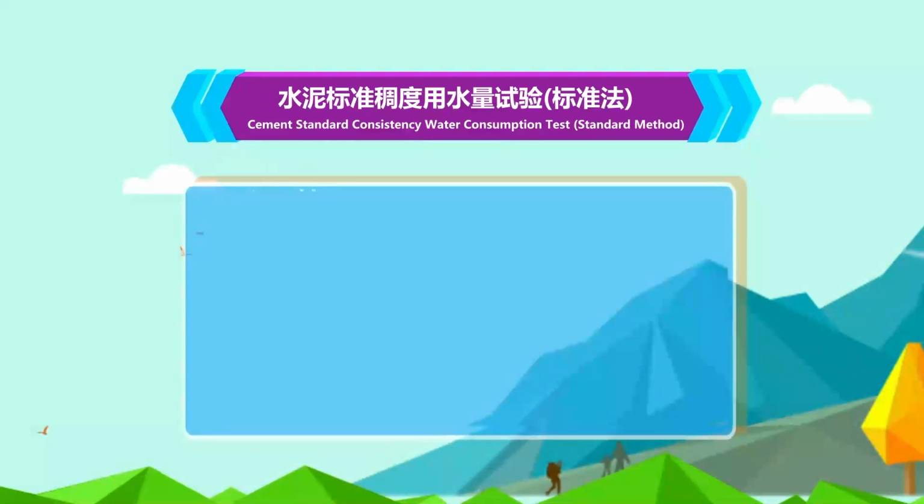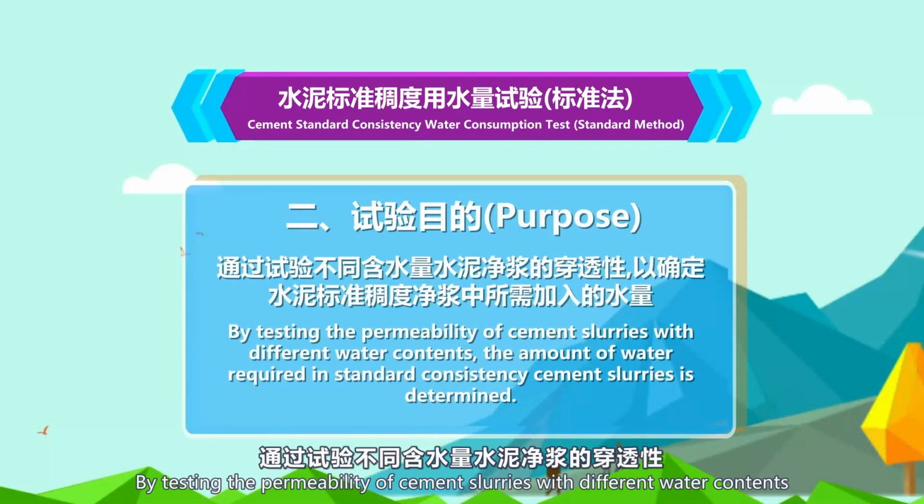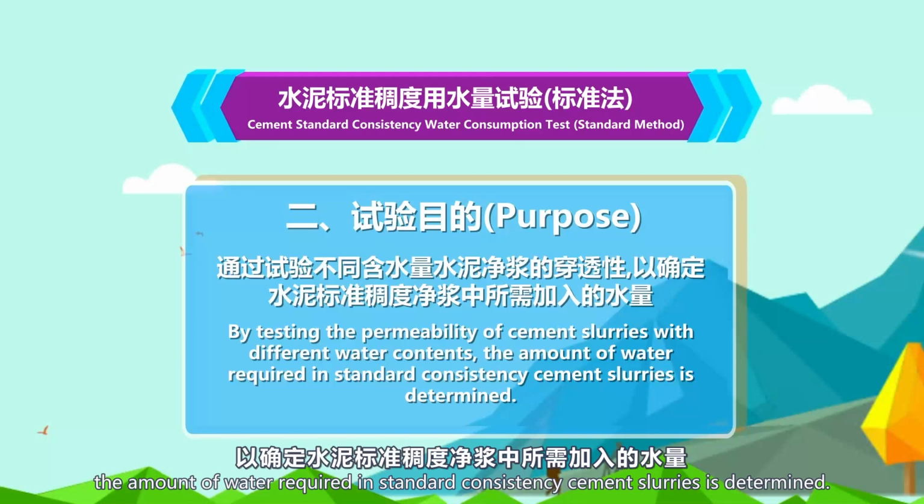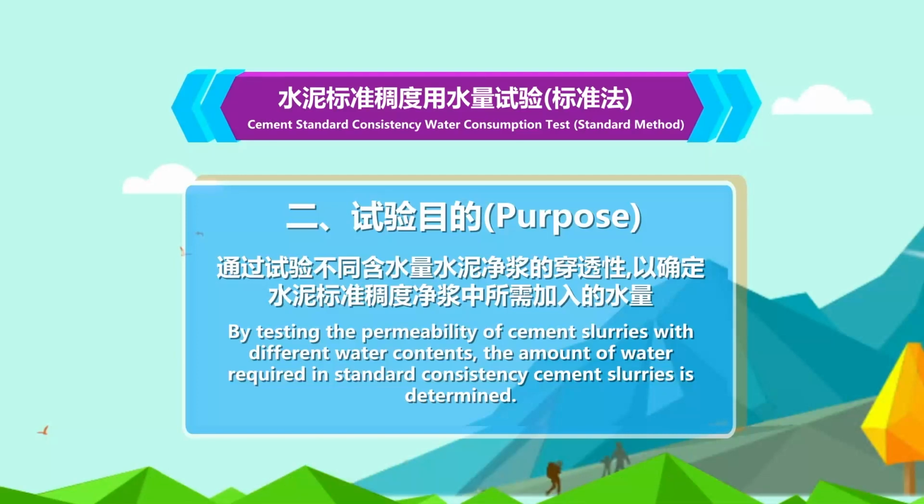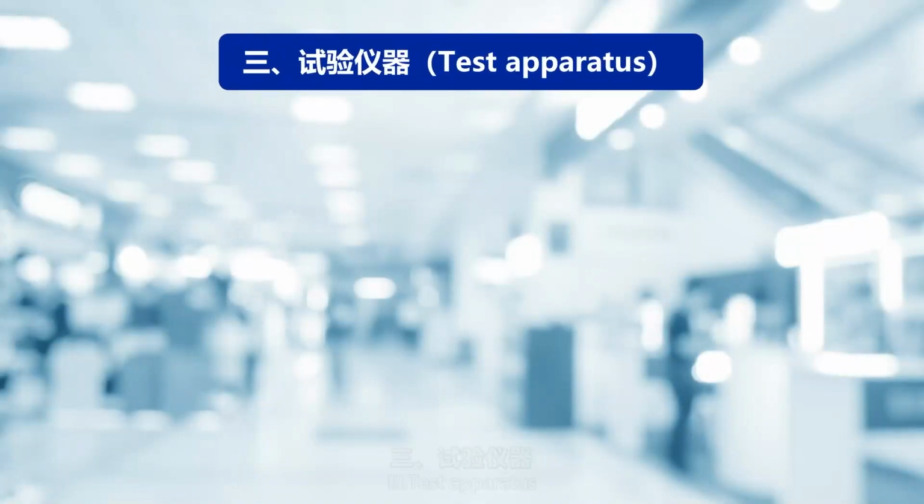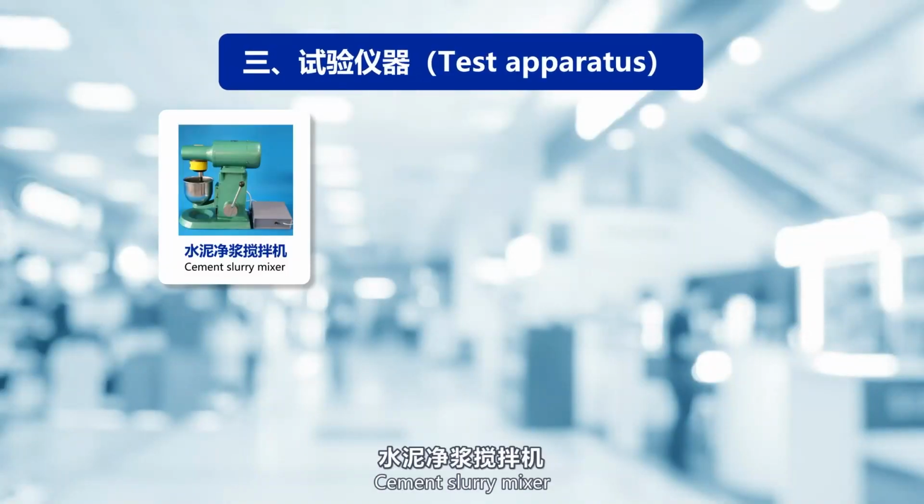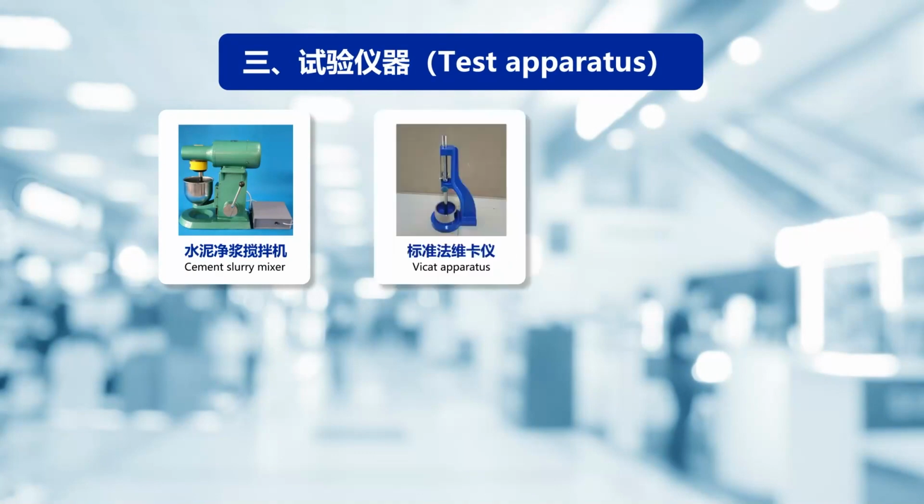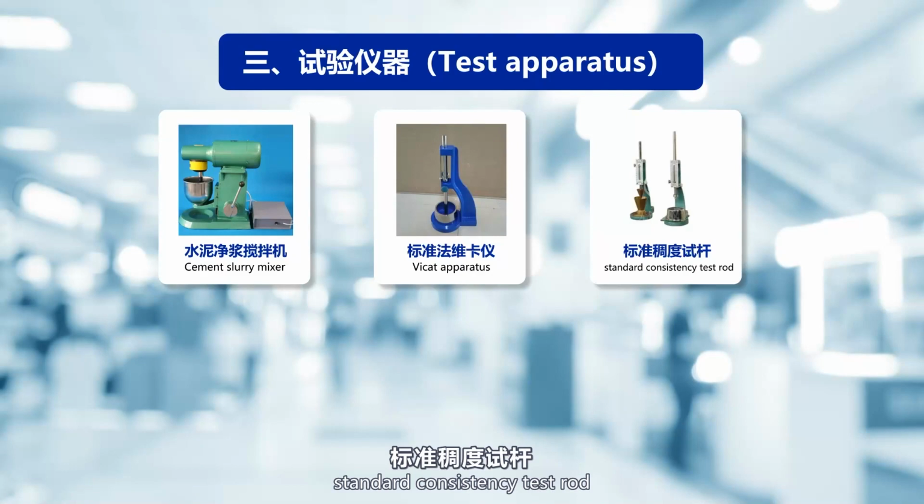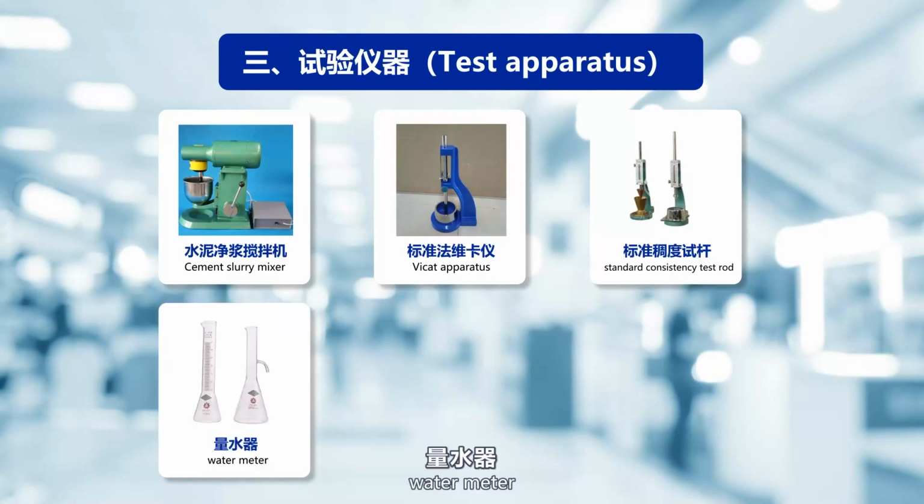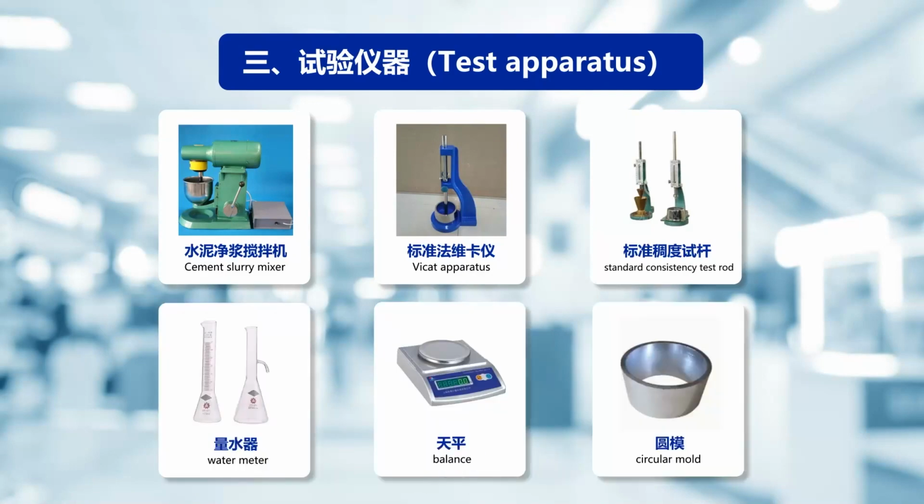2. Purpose. By testing the permeability of cement slurries with different water contents, the amount of water required in standard consistency cement slurries is determined. 3. Test apparatus. Cement slurry mixer, Vicat apparatus, standard consistency test rod, water meter, balance, circular mold.